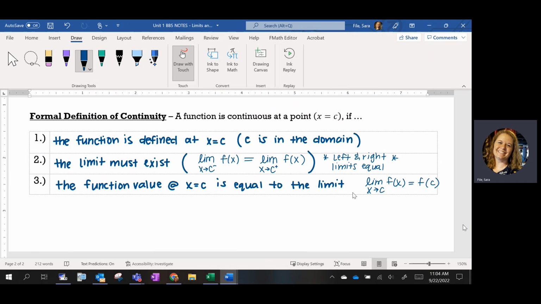Okay, so if all three of those are true, then it's a continuous function at that point. There's no discontinuity at that point if all of this is true. So is everybody good with that?